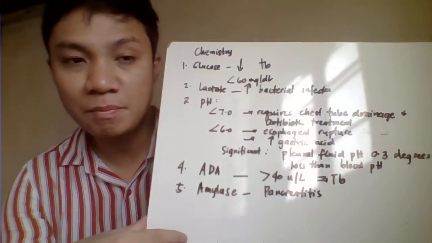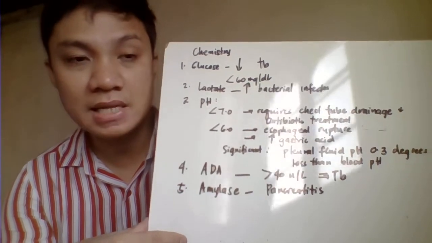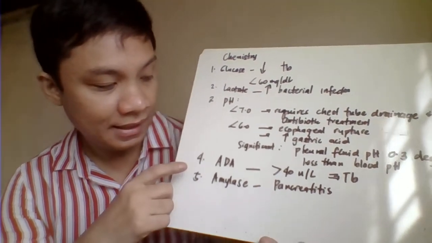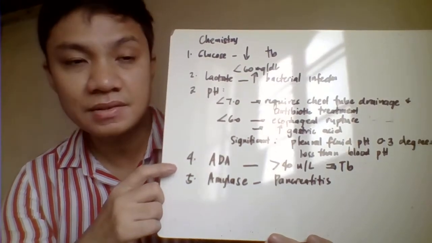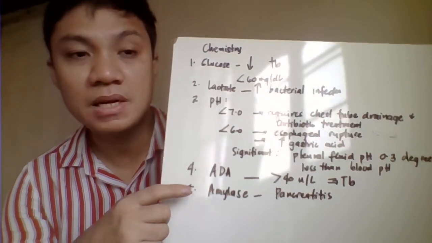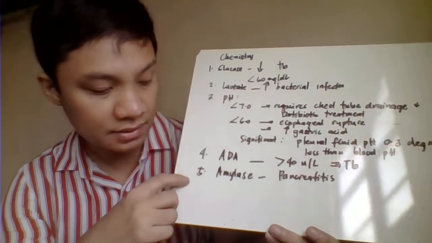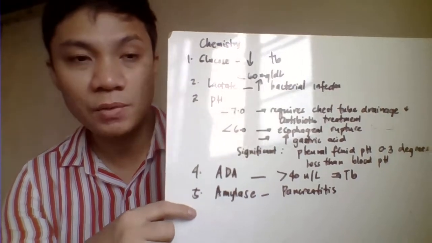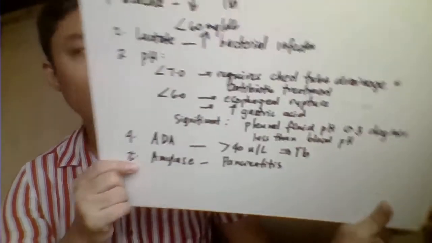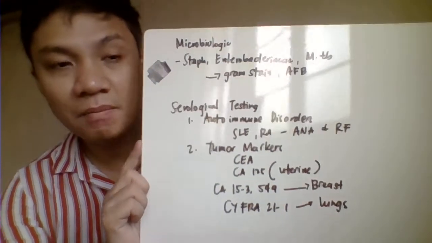Your pH will become more significant if you compare that one with your blood pH. If the value of your pleural fluid is less than 0.3 compared to the blood pH, then that's very significant. Okay, then we have your adenosine deaminase. More than 40 units per liter signifies tuberculosis. And increased amylase would always be related to your pancreatitis.